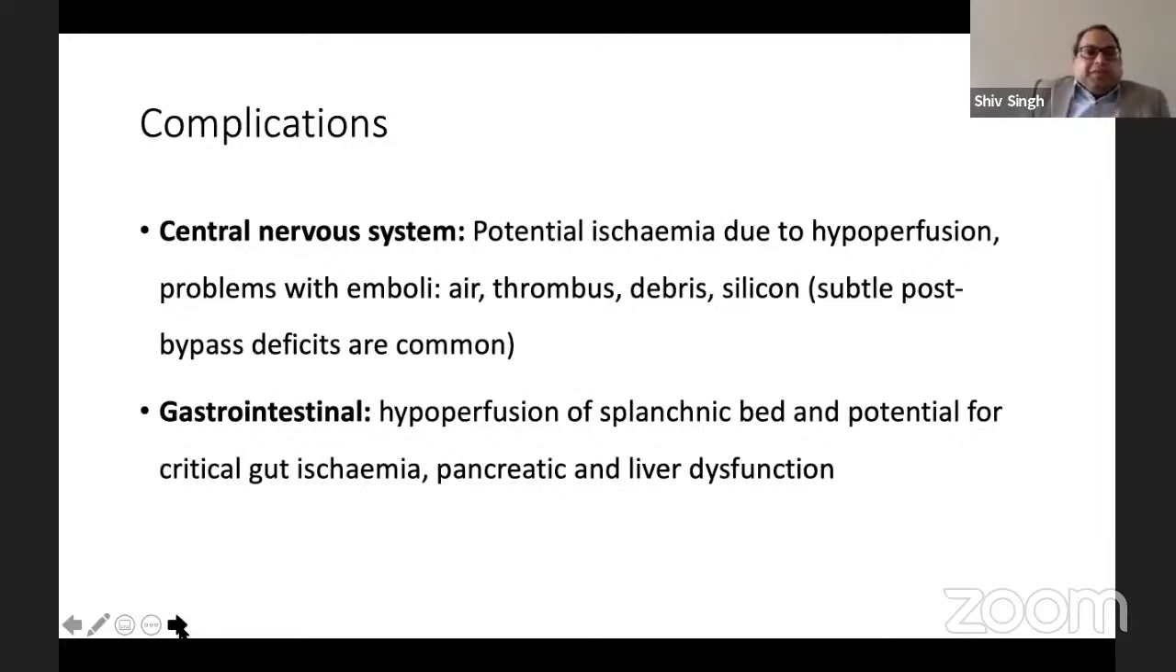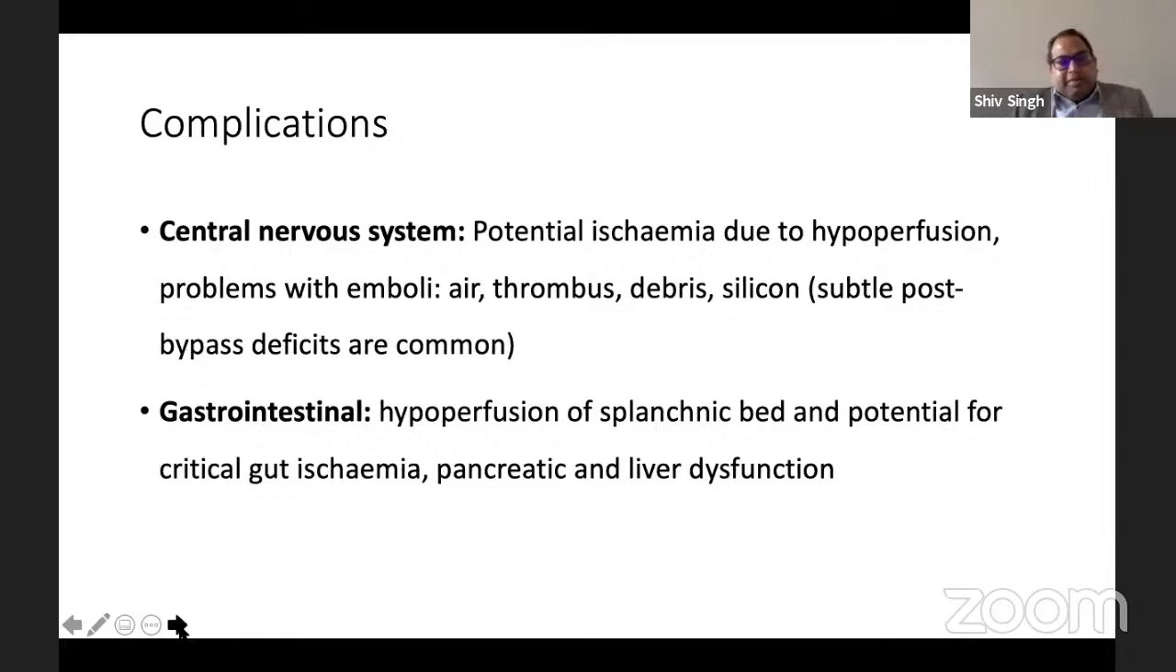There can be problems with the central nervous system because embolization or hypoperfusion can lead to potential ischemia of the brain. But embolization of air, thrombus, debris, and silicon can also cause subtle post-bypass deficits.